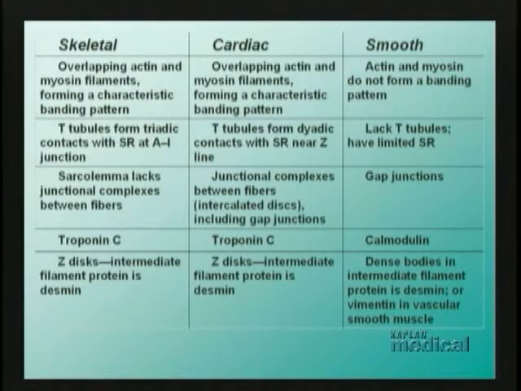The calcium-binding proteins are different in striated versus non-striated muscle cells. Troponin C acts as the calcium-binding protein in both skeletal and cardiac muscle. Calmodulin is the calcium-binding protein present in smooth muscles. The intermediate filament of striated muscle, in all cases, is desmin, whereas the intermediate filament present in smooth muscle in the gut is desmin, but in vascular smooth muscle, it's vimentin.